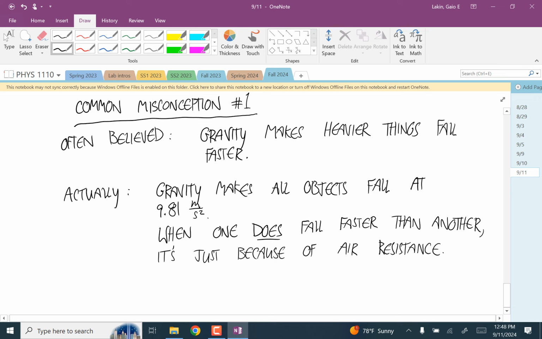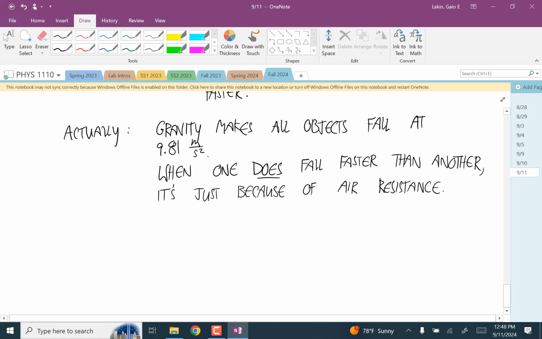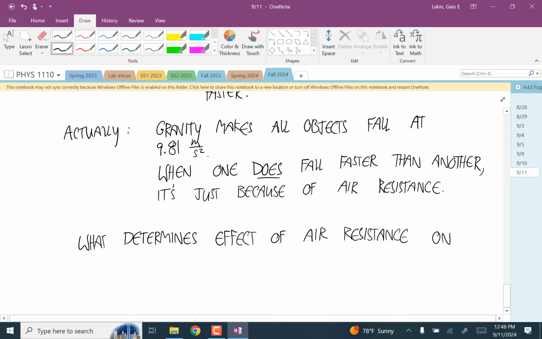Okay, so the next question is, what are the factors that determine how much air resistance affects an object's motion? And there are 3 of these. So what determines the effect of air resistance on an object?